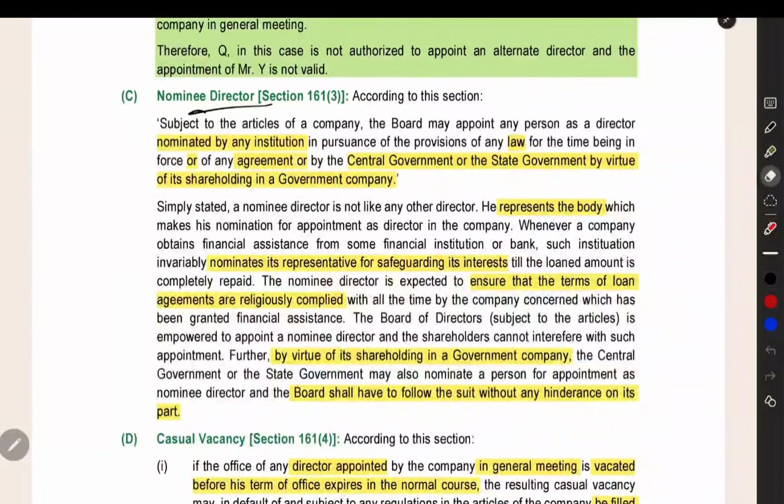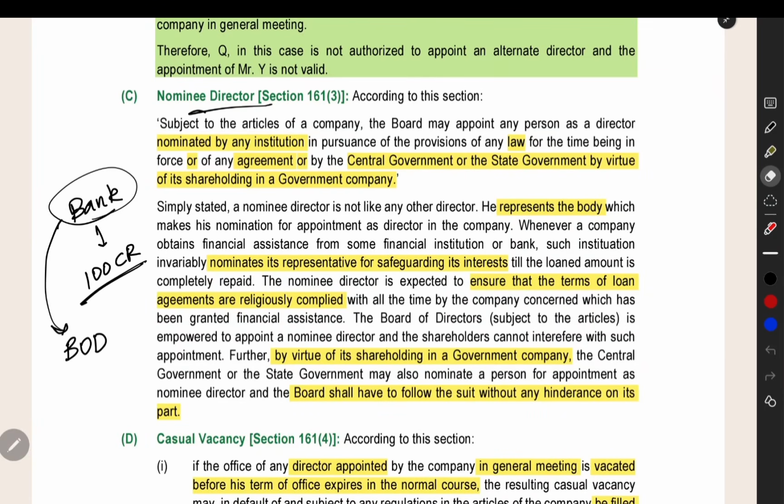Next, nominee director. For example, you are taking a loan from a bank. For example, you are taking a 100 crore loan. This is a very big amount, and the bank has to ensure that you are following the loan requirements properly, that your business has the capacity to repay the loan, and that you are using the loan for the stated objectives only. For those reasons, the bank will appoint a director on your board of directors. That director will be nominated by the bank. He will make sure that the interest of the bank is protected at all times. So such a director is called a nominee director.